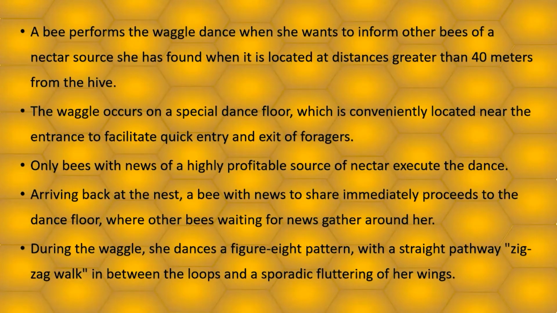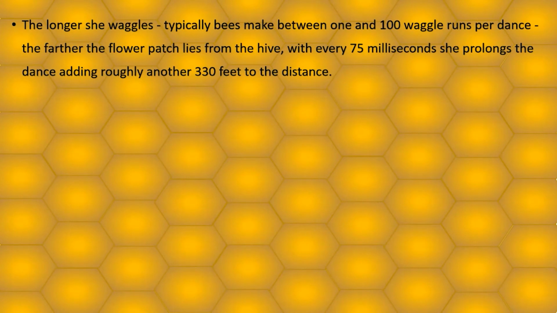During the waggle, she dances a figure 8 pattern with a straight pathway, a zigzag walk in between the loops, and a sporadic fluttering of her wings. Typically bees make between 1 and 100 waggle runs per dance. The longer she waggles, the farther the flower patch lies from the hive. With every 75 seconds, she prolongs the dance, adding roughly another 330 feet to the distance.